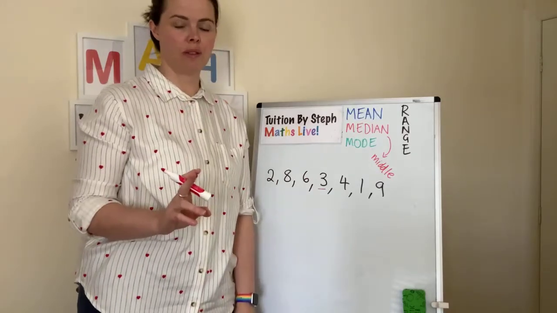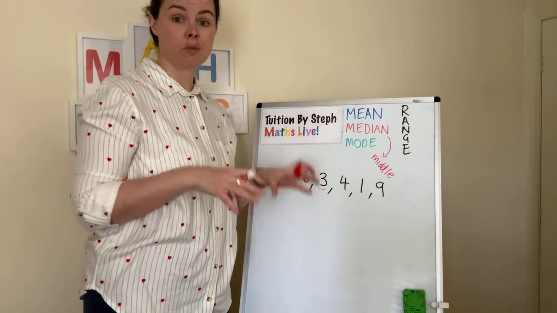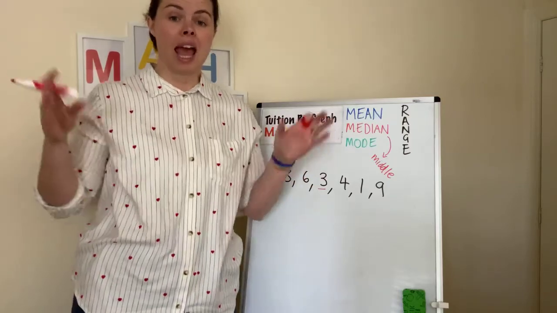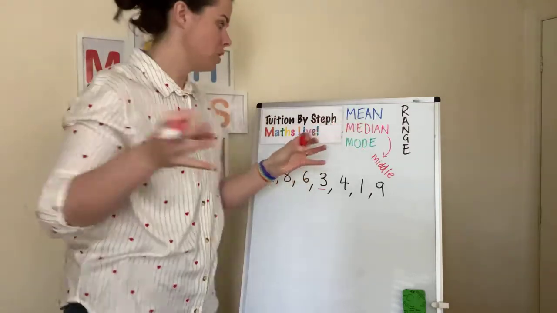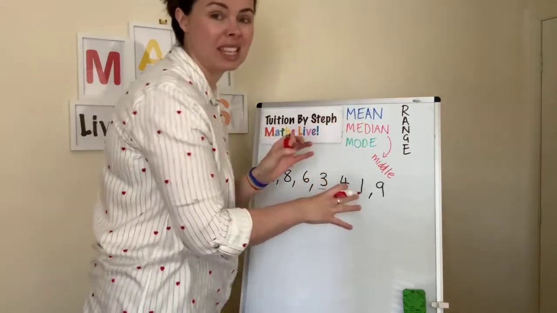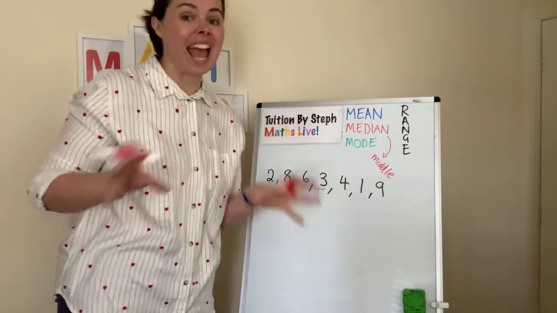We don't do that first. First of all, we've got to put the numbers in order from smallest to biggest, and then we've got the true middle from the smallest to the biggest, not in the random order that it's given, because these numbers could be read out in any order.